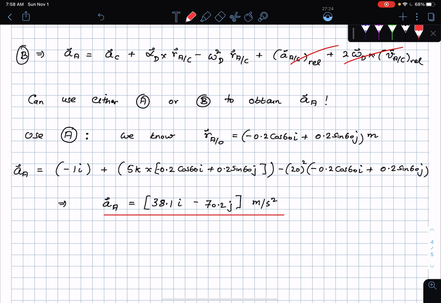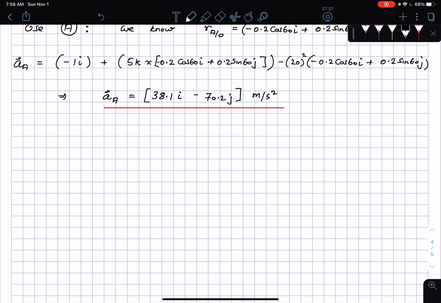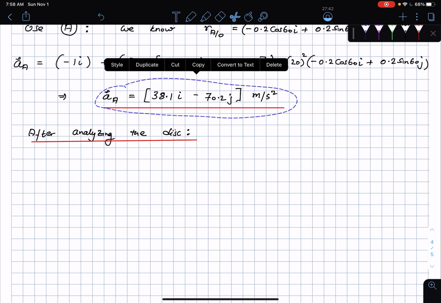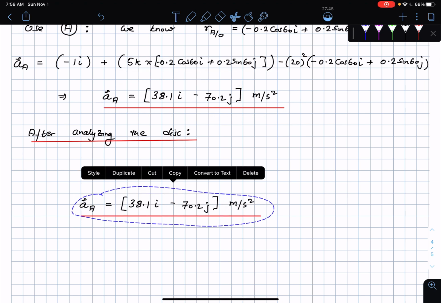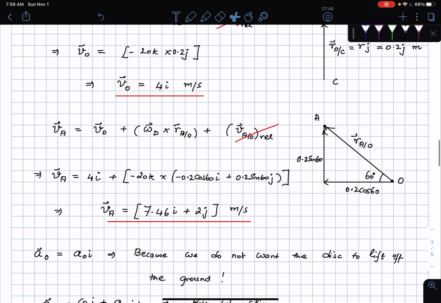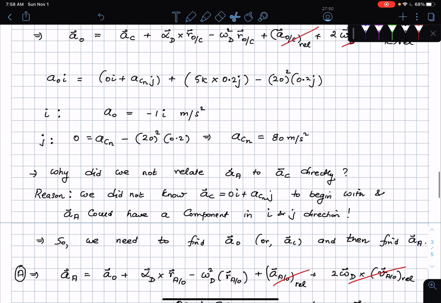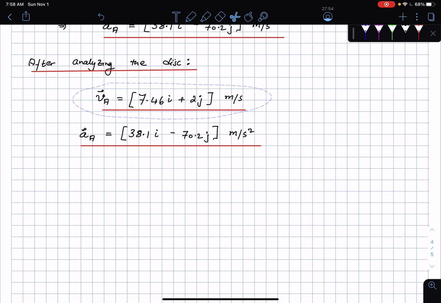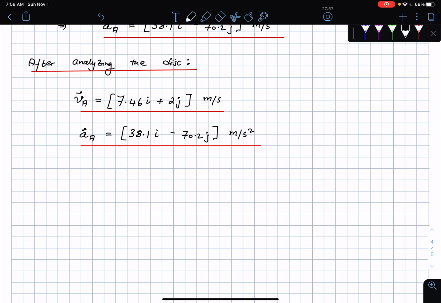Alright, so far what we have is the following. After analyzing the disk, we have the following. The velocity of A is known, the acceleration of A is also known to us. I'll just bring the velocity expression as well from above here. So I'm going to copy that and bring that down here. All right, so we know these two. These are the absolute velocity and acceleration of point A.